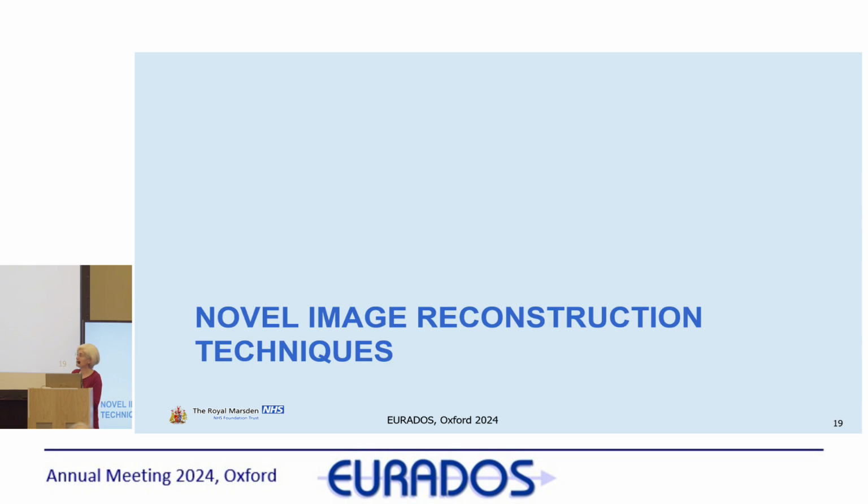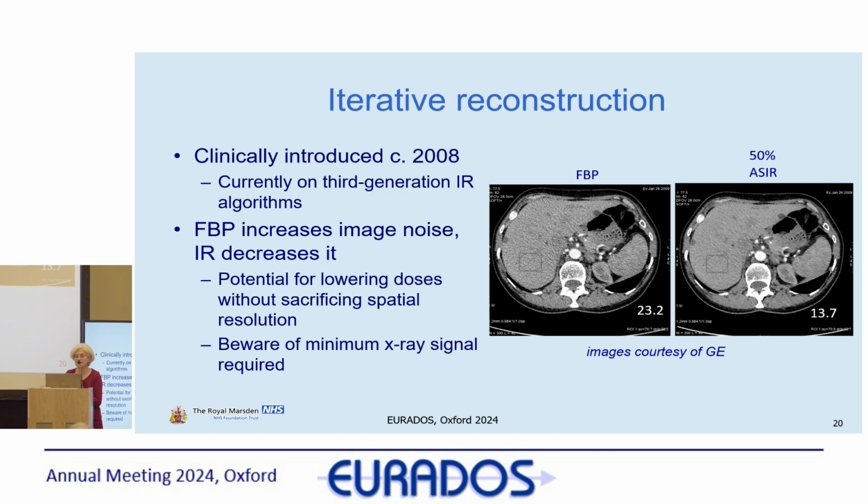Let's move on to novel image reconstruction techniques. So at the time of the summit, iterative reconstruction had been around for a few years. Today, we're now on third generation iterative reconstruction. And the reason why we get excited about iterative reconstruction is because the iteration process reduces image noise, whereas the convolution process of filtered back projection always increased it. So we should be able to reduce doses without sacrificing spatial resolution. But obviously, we always have to be aware that detectors do need a minimum X-ray signal in order to work.